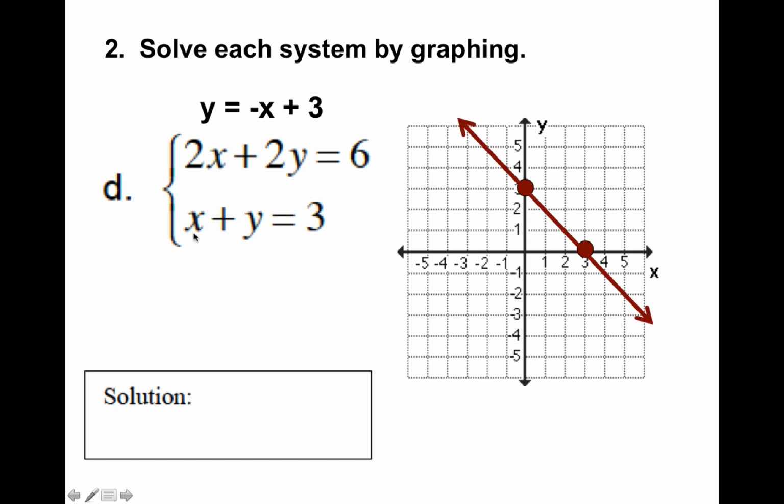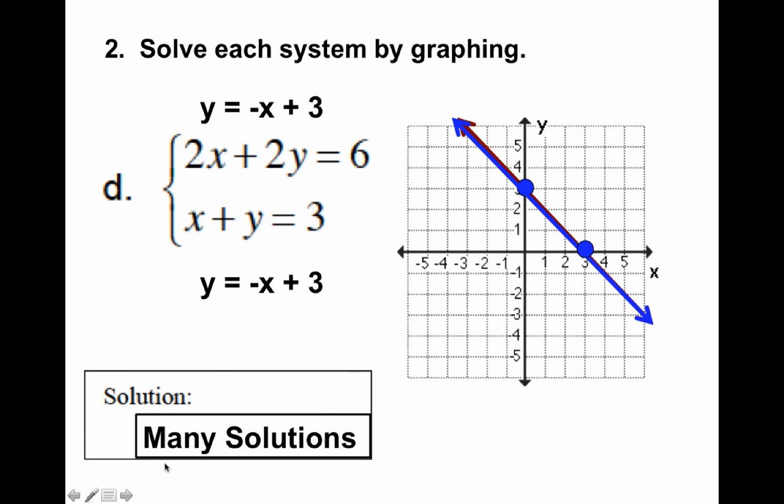For this one, if you minus the x, you're going to get the same equation. So when you graph it, you're going to get the same line. So this has more than one answer, so this would be called many solutions.